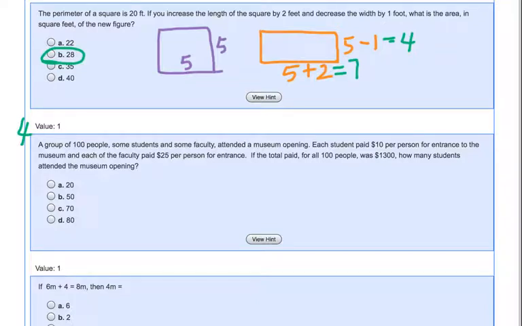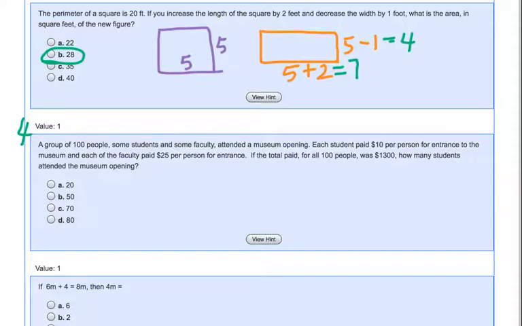For question 4, a group of 100 people, some students and some faculty, attended a museum opening. Each student paid $10 per person for entrance to the museum, and each of the faculty paid $25 per person for entrance. If the total paid for all 100 people was $1,300, how many students attended the museum opening?